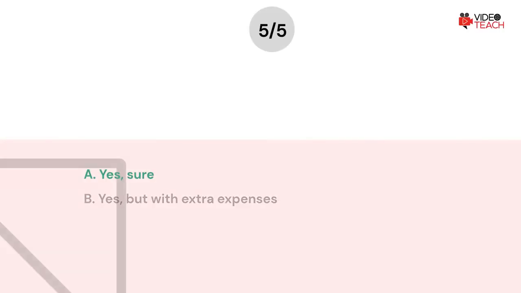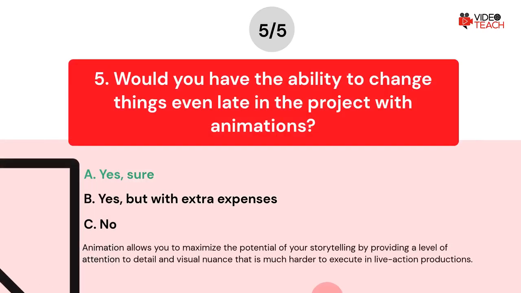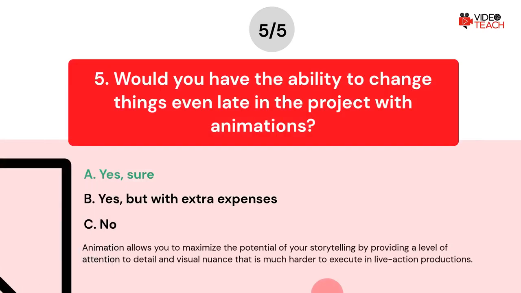The correct answer is option A. Animation allows you to maximize the potential of your storytelling by providing a level of attention to detail and visual nuance that is much harder to execute in live-action productions.